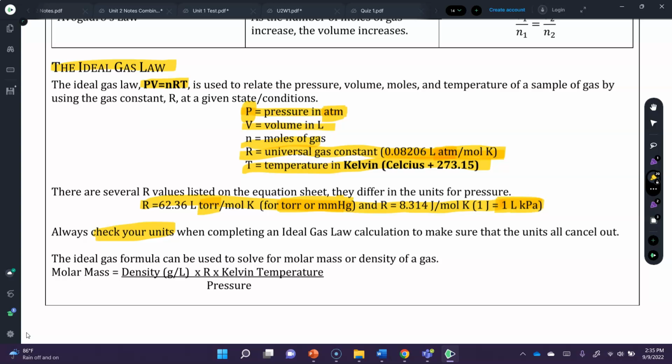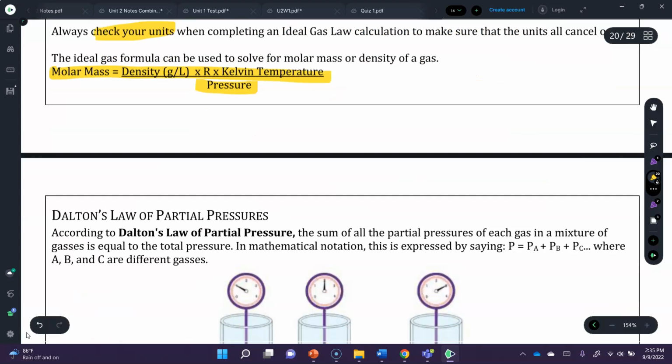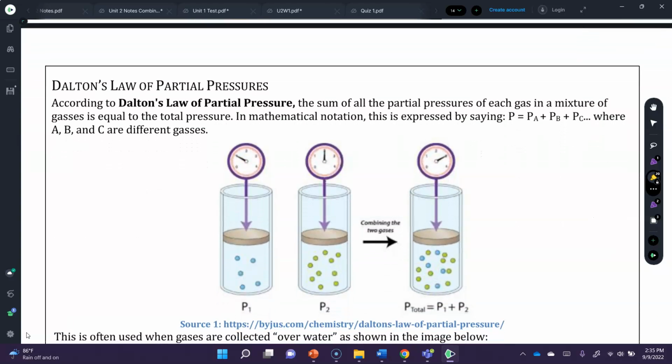The ideal gas formula can be used to solve for the molar mass or density of a gas, and we have that here. And then we also have a related law, that is Dalton's law of partial pressures, which states that the sum of all the partial pressures of each gas in a mixture of gases is equal to the total pressure. In mathematical notation, this is expressed by saying P total is equal to PA plus PB plus PC and so on, where A, B, C, and so on are different gases.